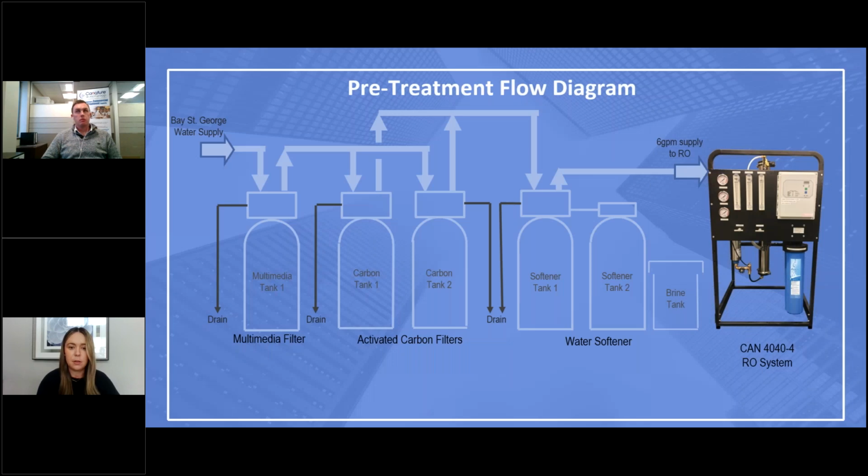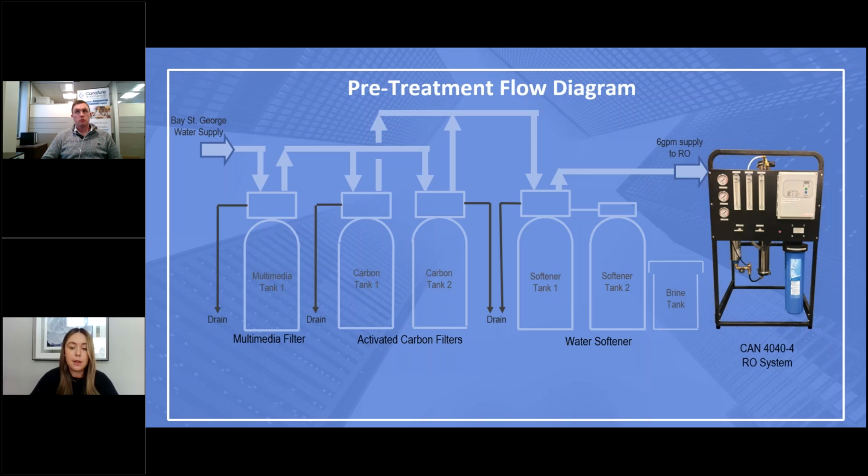So I put together a little flow diagram here. I always like to start with multimedia first. It's good to remove all the turbidity to protect the carbon filter and the softener from having to filter that out, as well as doing their intended job. If you can put your carbon filter in front of your softener, that will not only protect the RO membranes from chlorine, but it's also going to protect your softening resin from chlorine. So this is the typical order that you would want this equipment in.